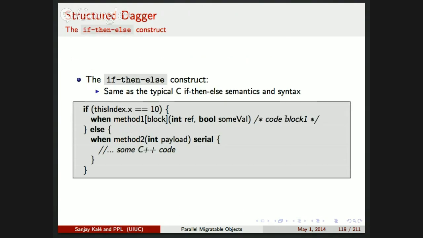It also provides a lot of control flow constructs that you'll soon see. So you can have if-then-else in the SDAG code. In this case, if we're the 10th or the 11th chare in the array, we'll wait for this method. Otherwise, we'll actually wait for a different method. So you can have the control flow dependent on fields in the chare itself.